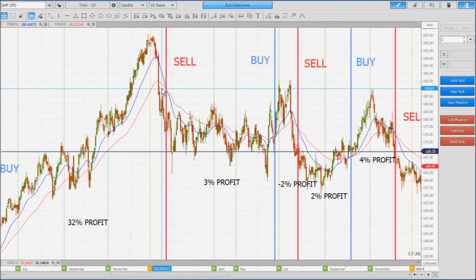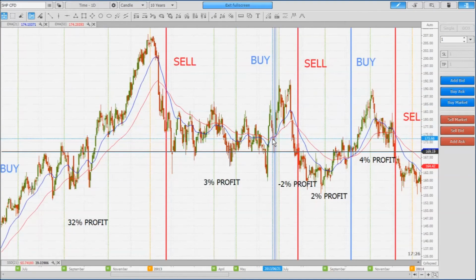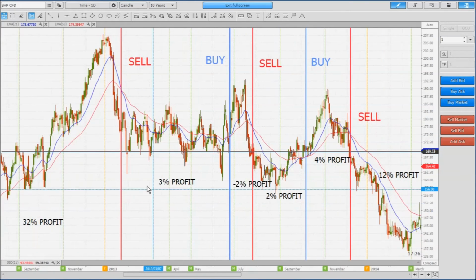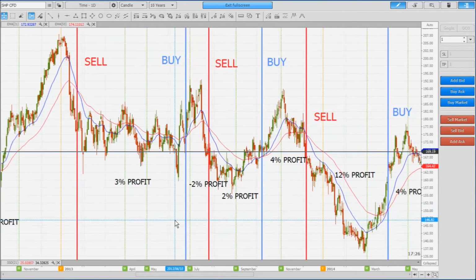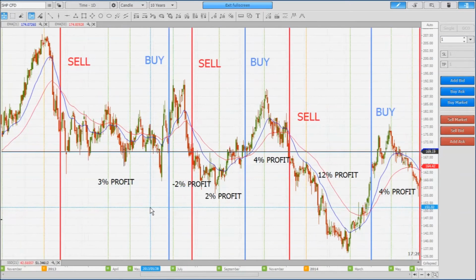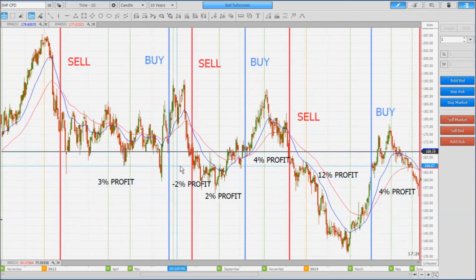Now, at this sell point, a short would have been triggered, and it would have been held until here, where the buy signal was triggered again as the 21-day moved above the 50-day, and a 3% profit would have been made. The same method was used throughout, as you can see.